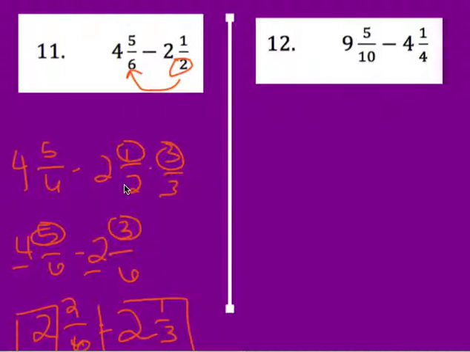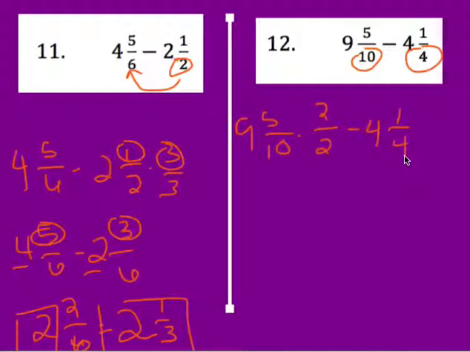So we want to figure out the smallest number that 10 and 4 both multiply to. Well, the smallest number that they both multiply to is actually 20. So I'm going to keep my 9 here. And what do I need to multiply 10 by to get to 20? Well, I need to multiply it by 2 over 2. Next, what do I need to multiply 4 by to get to 20? Well, I need to multiply by 5.